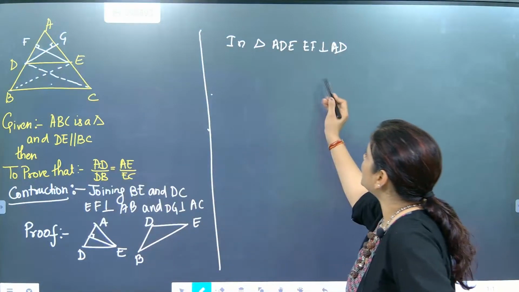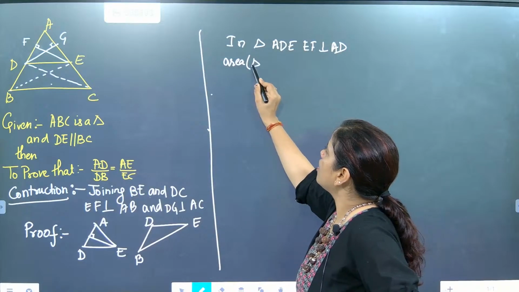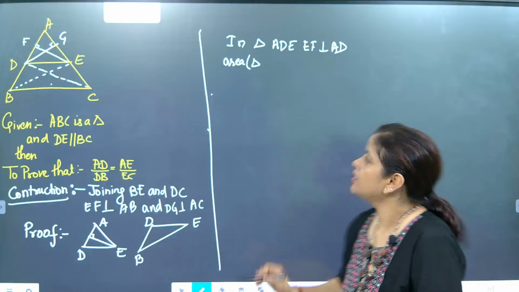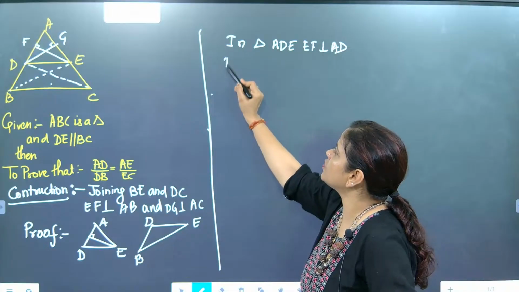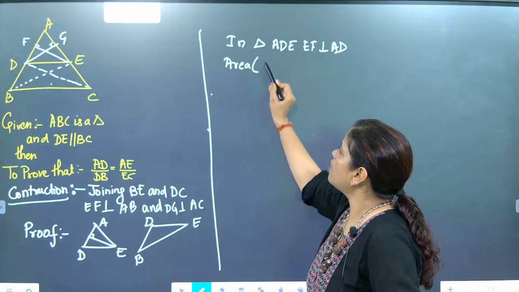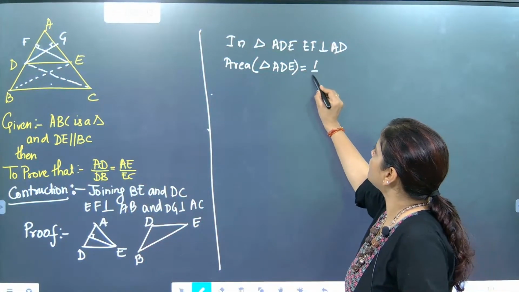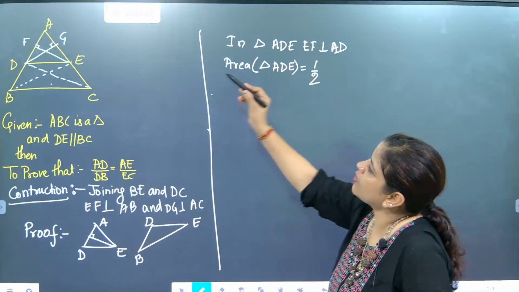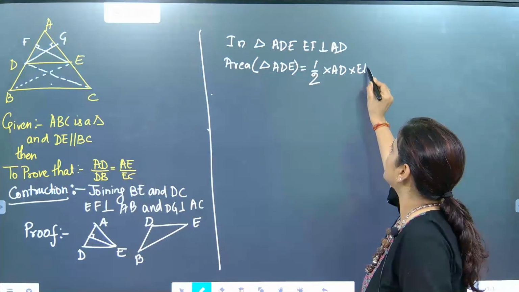Got it? So that means what? The area of, this bracket means "of". What is this bracket telling, beta? "Of". So you can write A capital also, if you do not understand. So area of triangle ADE is equal to half base into height. What is the base, beta? AD is the base and height is EF.